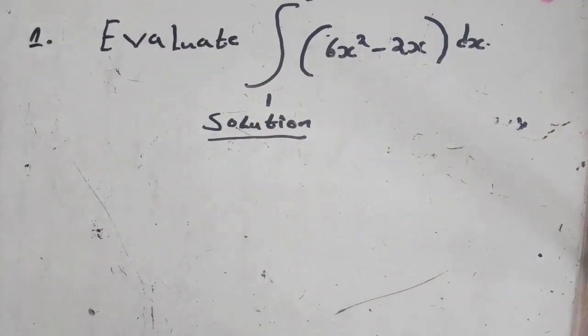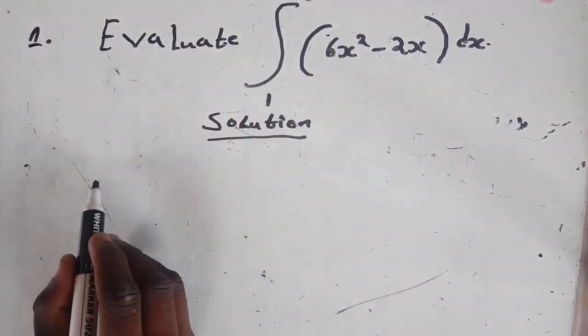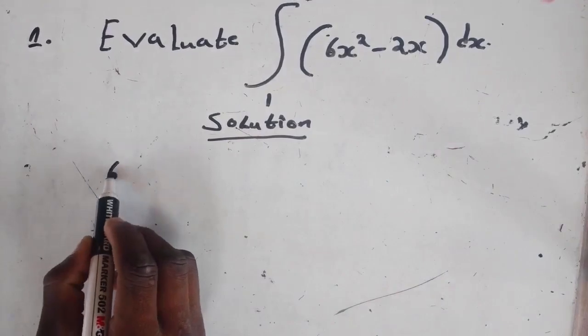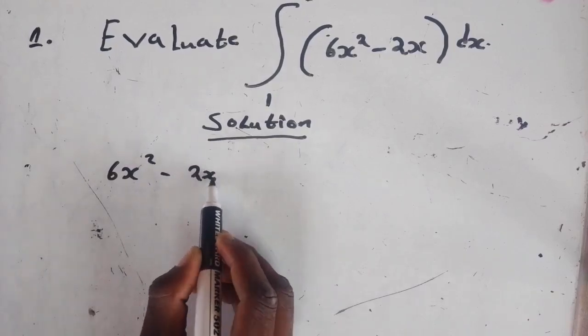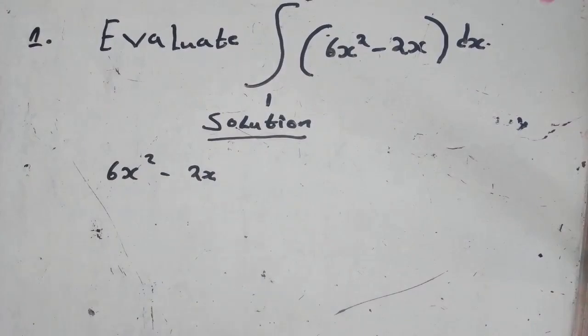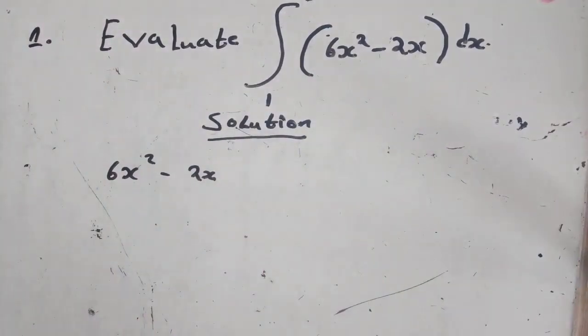So the first thing that you need to do here is to deal with this function inside. So rewrite it as 6x squared minus 2x. So let's now take it back to how it was before it was differentiated, because this is a result of the normal function being differentiated. So let's now take it back to its normal. We can take it back to its normal by doing this.